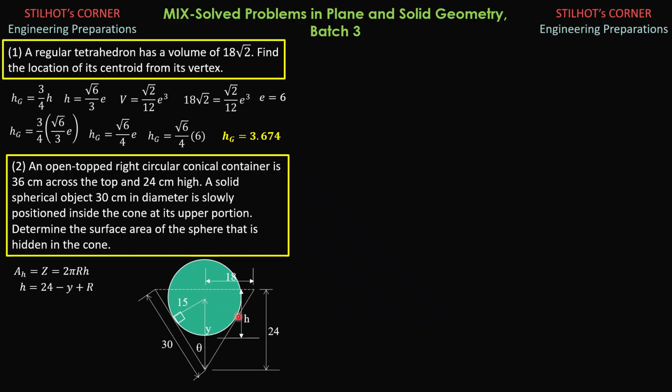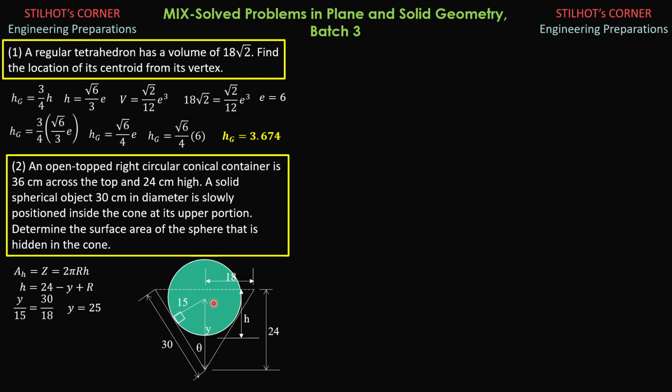Again, this h here, the hidden height of the portion of the sphere or zone of the sphere below the top edge or base of the cone at the top, is equal to 24, minus y, this distance here, plus the radius of the sphere. So to solve for y by similar triangles, as I said, for this small right triangle, hypotenuse is to opposite, y is to 15, equals hypotenuse of the big triangle 30 is to opposite 18. Solving, y is equal to 25.